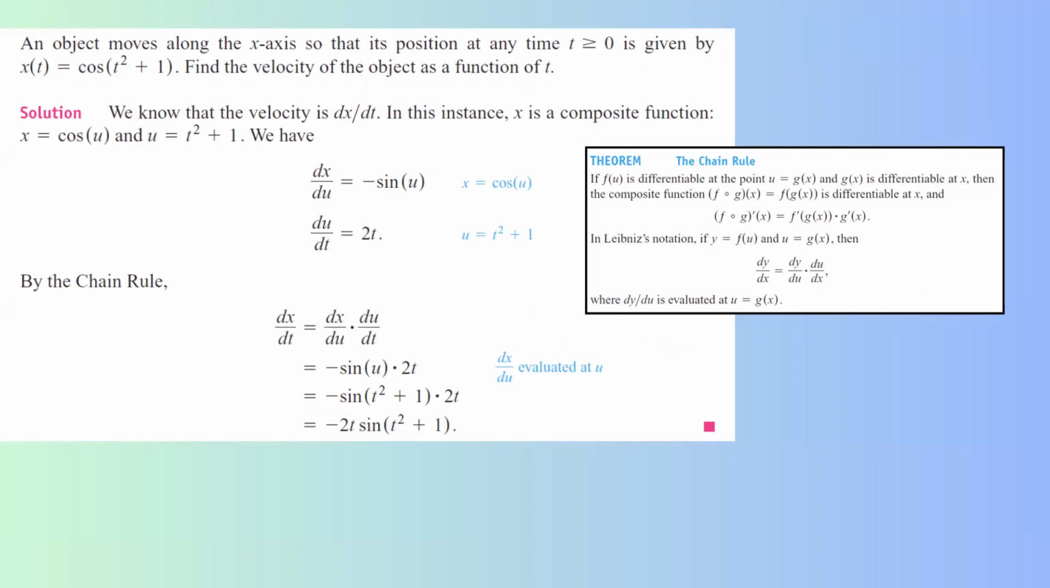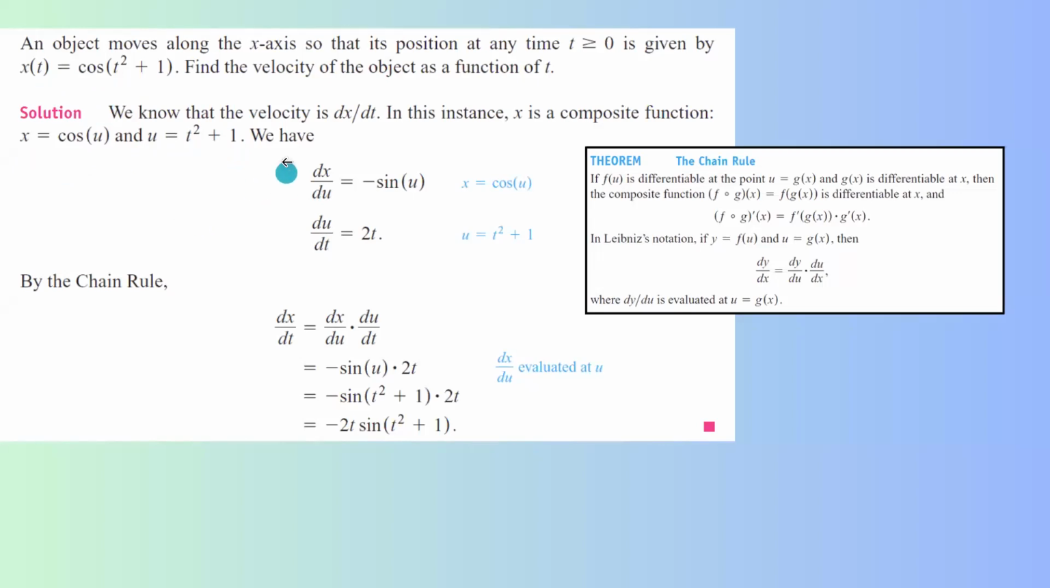In this case, we are composing two functions. x is equal to cosine u, and u is a function of t. u is t squared plus 1. As you can see, they are composed together here.